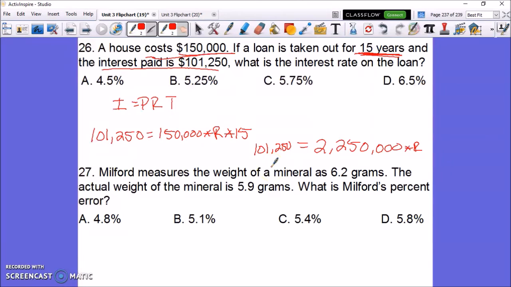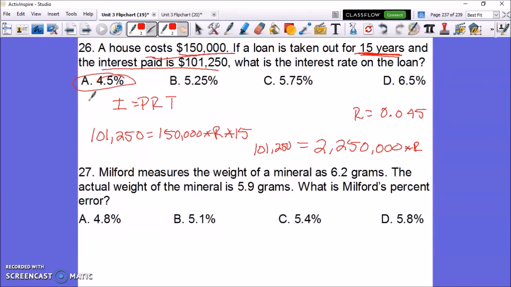So 101,250 divided by 2,250,000 is going to give us R is equal to 0.045. Now, in order to get that in percent form, we need to multiply times 100, and that gives us 4.5%.